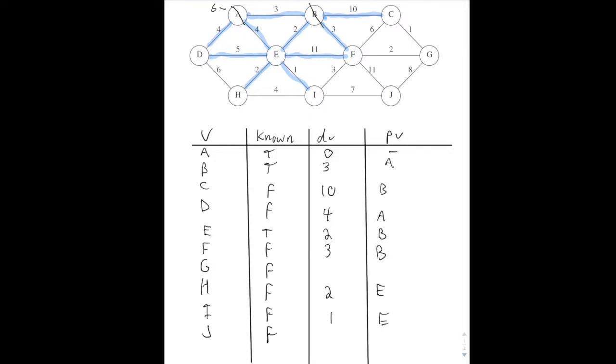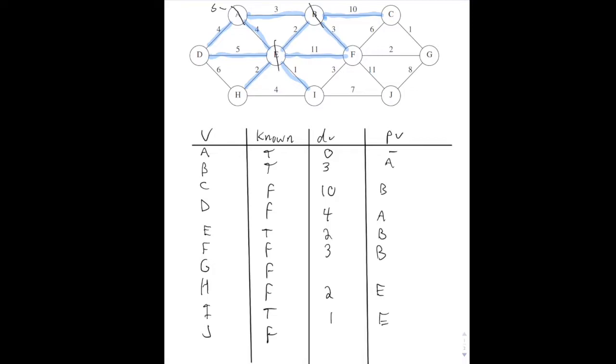Now, once again, we're going to look at our distances, and we're going to look for the smallest value, and the smallest value right now is I with 1. So we're going to go visit I. So let's mark I as having been visited, true.